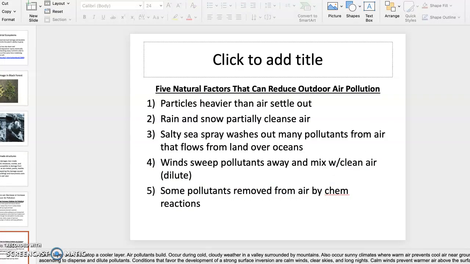5 natural factors to reduce outdoor air pollution. Particles heavier than the air settle out. Rain and snow partially cleanse the air. Salty sea spray washes out many pollutants from air that flows from land over oceans. Winds will sweep pollutants away and mix with clean air, which is dilution, and some pollutants are removed from air by chemical reactions.